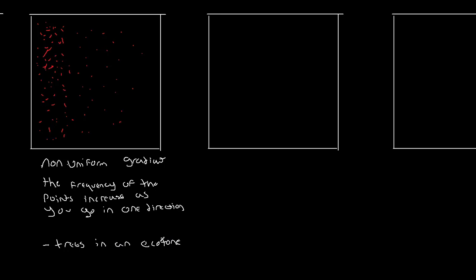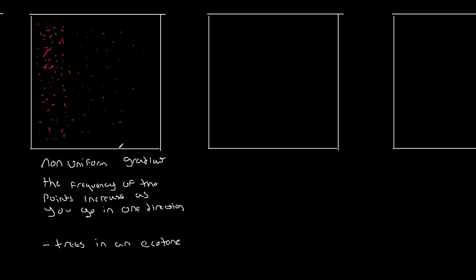Right? And if you don't know what an ecotone is, an ecotone is that boundary between two ecosystems. So if you had, say, a prairie ecosystem bordering a forest ecosystem, that ecotone, if your image or your data set or your area was along that boundary between a forest and a prairie or a field, you might see this non-uniform gradient if these points were tree crowns, where you'd have a lot of tree crowns in the area closer to the forest, but maybe not as many in the area that was closer to the field.